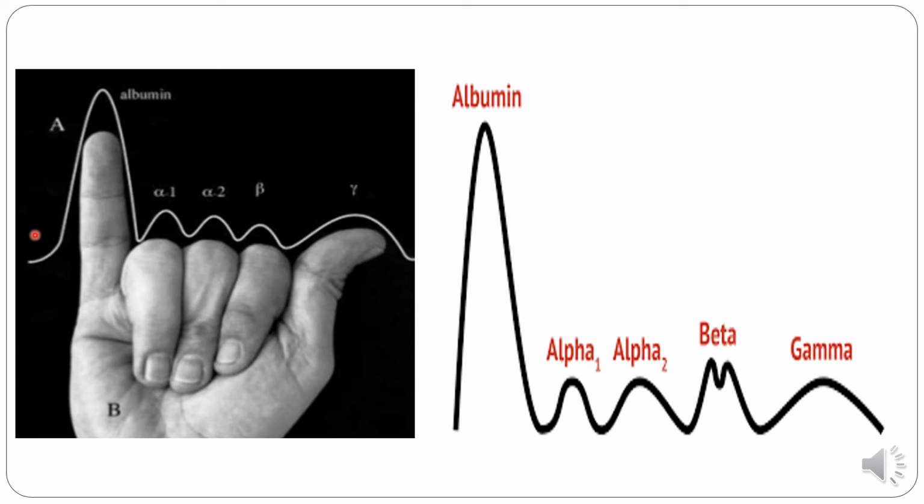It will be easy for you to remember because the little finger will indicate albumin, followed by alpha 1, alpha 2, beta, and gamma. Gamma will be indicated by the thumb. So this is a very interesting and nice way to remember the electrophoretograph pattern of a normal serum sample.